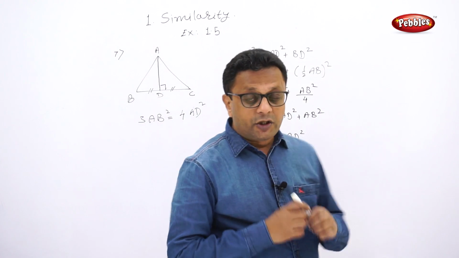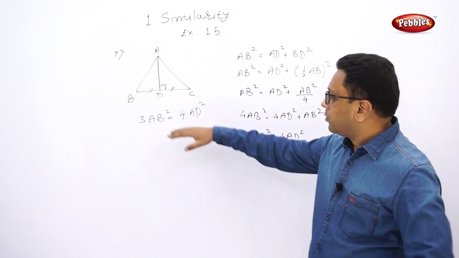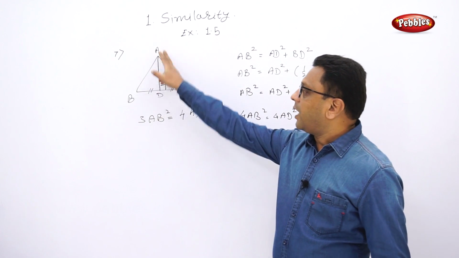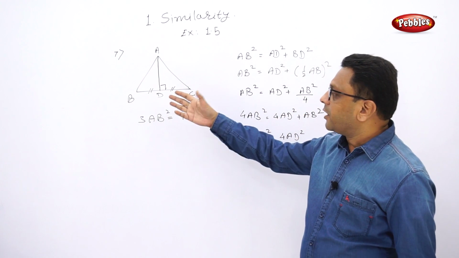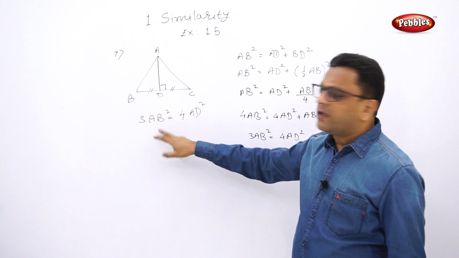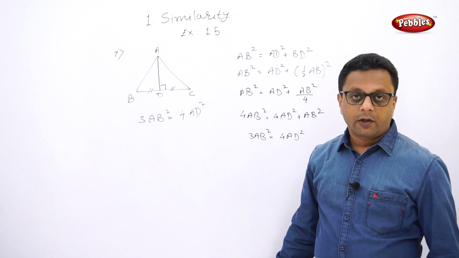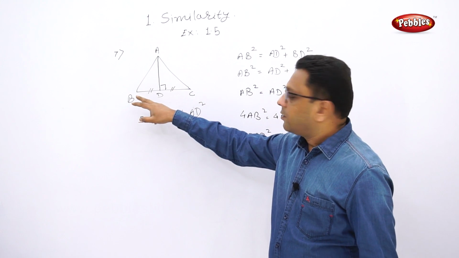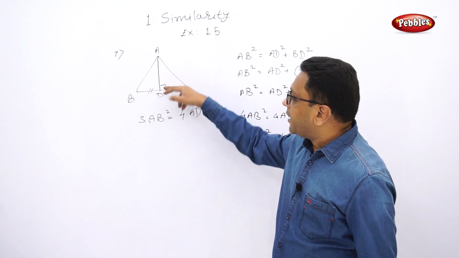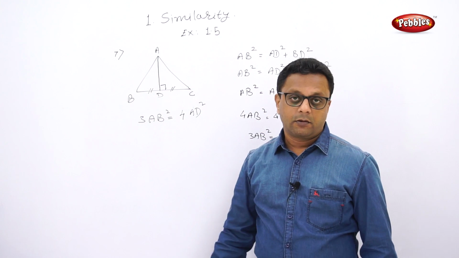Now again, just remember what approach I told you. First of all, I examined the figure. I immediately came to know that in these two triangles, somewhere I have to use the Pythagoras theorem, because AB square is there. So in the Pythagoras theorem, if I use AB square, then AB square is equal to AD square plus BD square. AD square is there, but BD square I don't want.